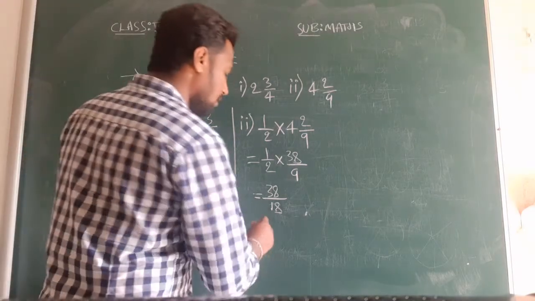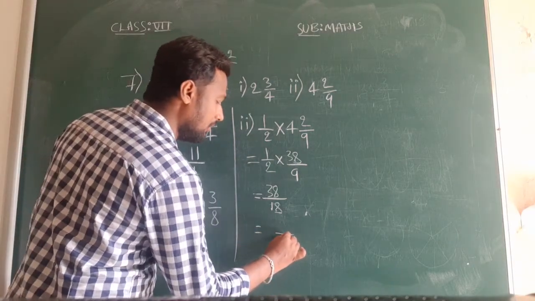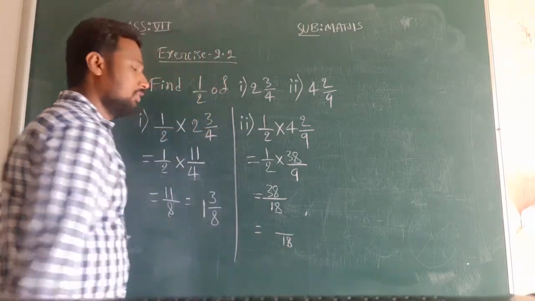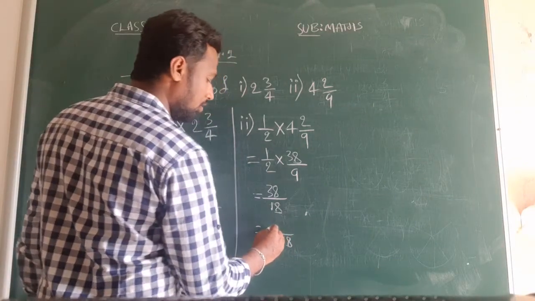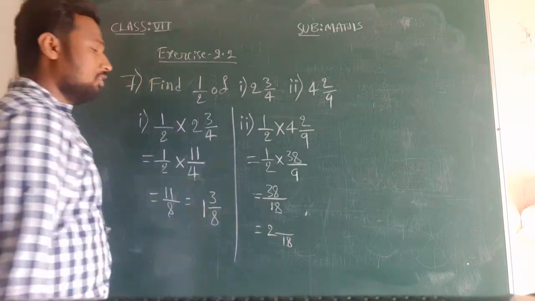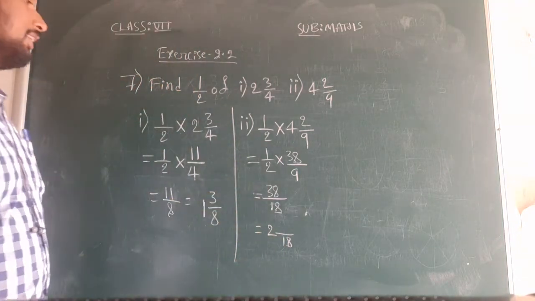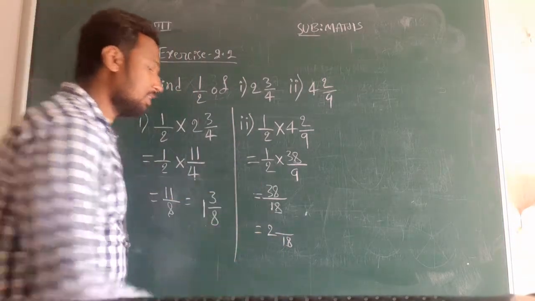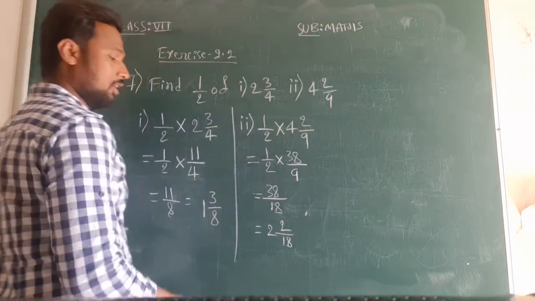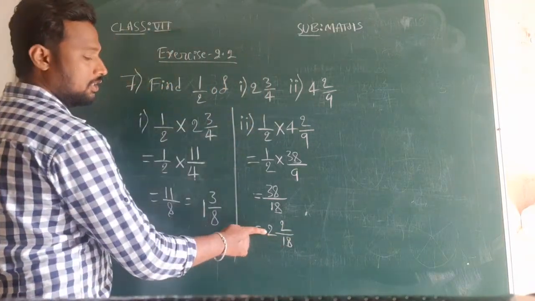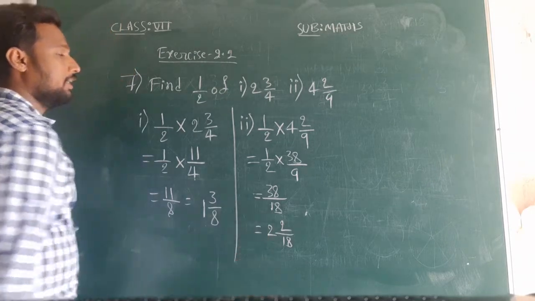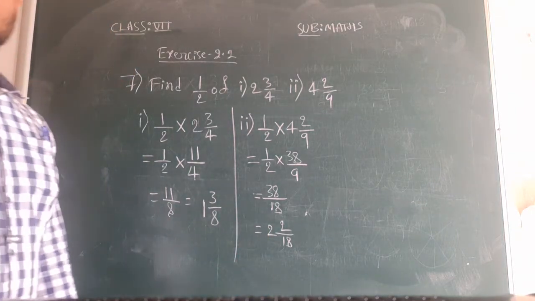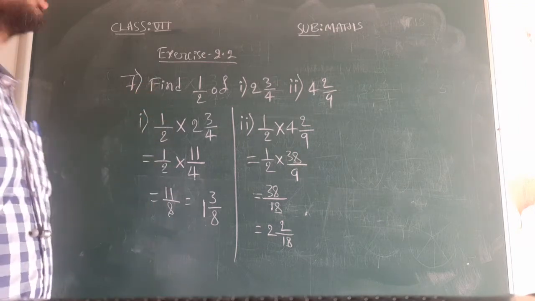How will you write? We should get 18 as the denominator. 18 twos are 36, which is 2 less than 38. So I will add 2 here. So 18 into 2 means 36, 36 plus 2 is 38. 38 divided by 18 we will get. This is how to solve this 7th main question.